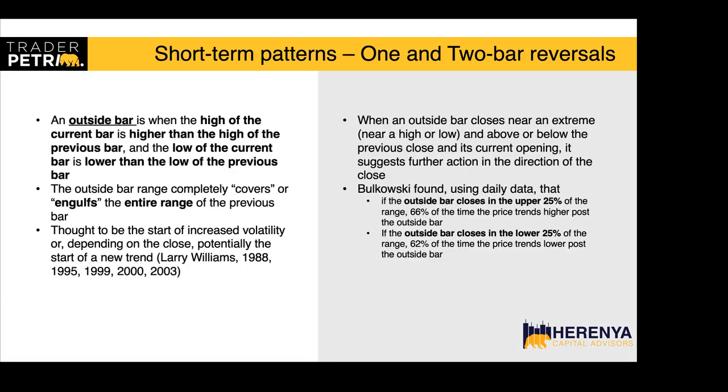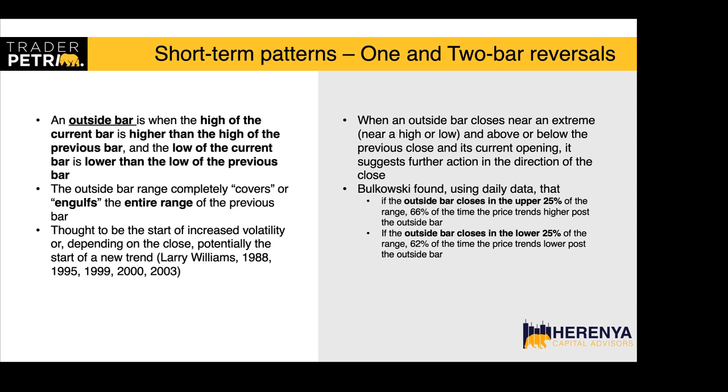And the last thing that we're going to look at quickly is an outside bar. An outside bar is when the high of the current bar is higher than the high of the previous bar, and the low of the current bar is lower than the low of the previous bar. So this is the opposite to an inside day. This is now an outside day, or an outside bar, where the range of the outside bar completely covers or engulfs the entire range of the previous bar. So it's thought to be the start of increased volatility. Depending on where it closes, it could also potentially be the beginning of a new trend. If it closes up, it could potentially be very bullish. If it closes down, it could be potentially very bearish.